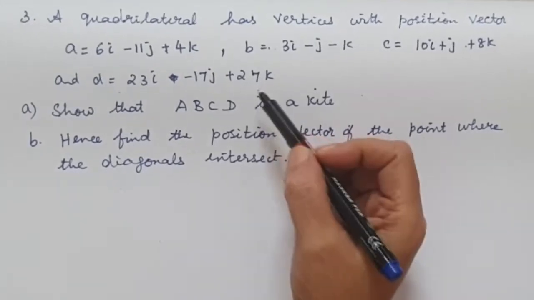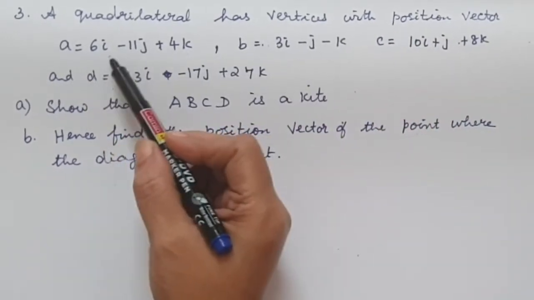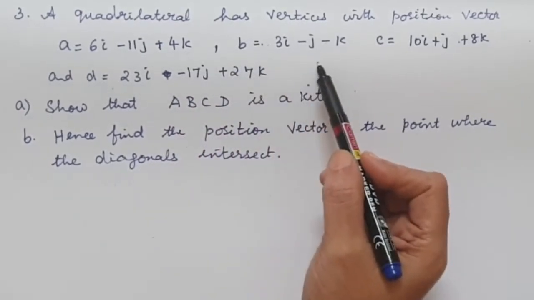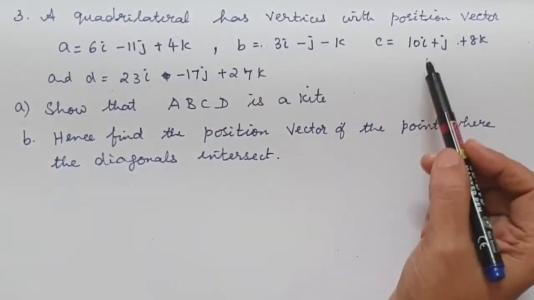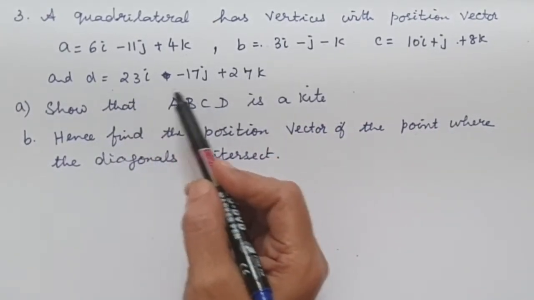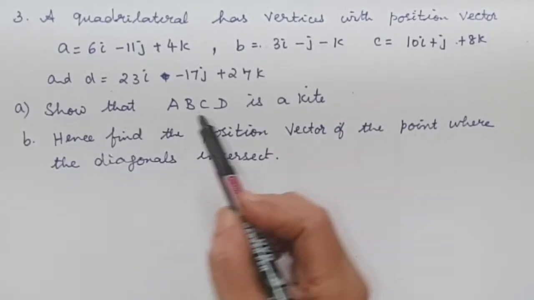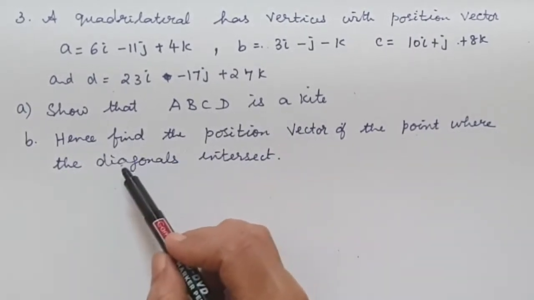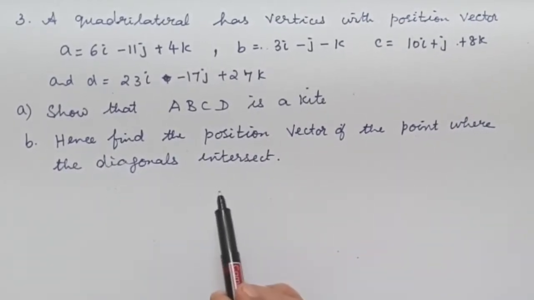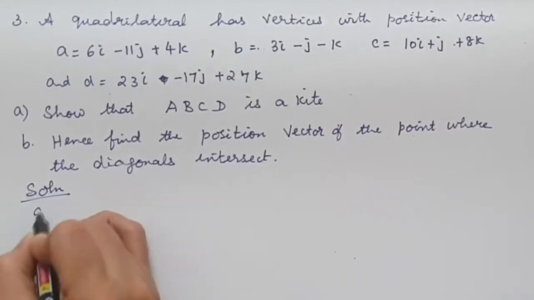The third question: a quadrilateral has vertices with position vectors A equal to 6i minus 11j plus 4k, B equal to 3i minus j minus k, C equal to 10i plus j plus 8k, and D equal to 23i minus 17j plus 27k. Part A, show that ABCD is a kite. Part B, hence find the position vector of the point where the diagonals intersect.